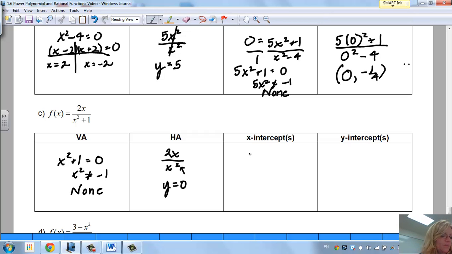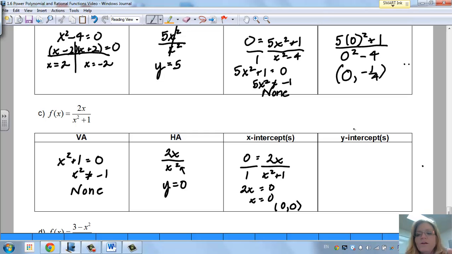X-intercept is a number, 0, so I'm going to put 0 in for y. And when I go to do this, cross multiply, I have 2x equals 0, or x equals 0. So my x-intercept is the point 0, 0, which is your origin. Y-intercept is 0, a number, so I'm going to put 0 in for x's. So I have 0 over 1, so I get 0. Again, this will also be my y-intercept because it's the origin, so it's both.